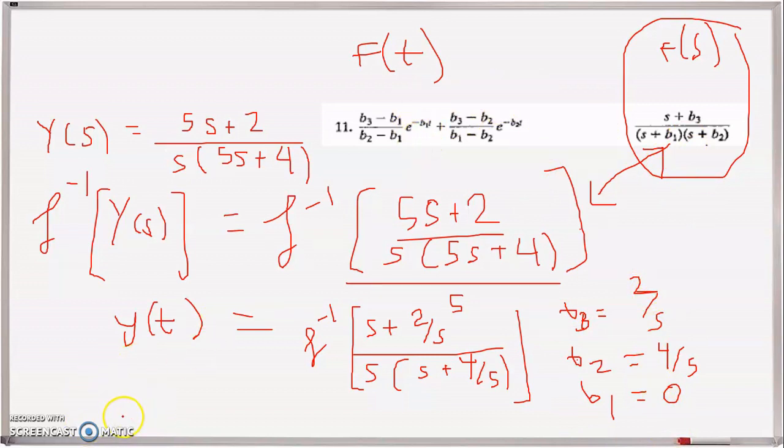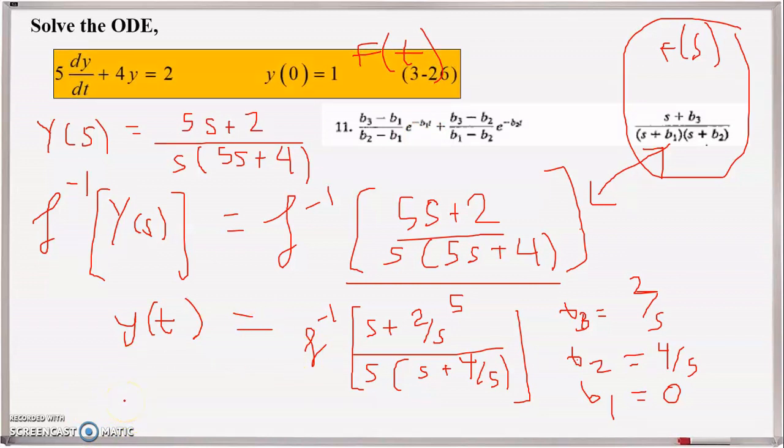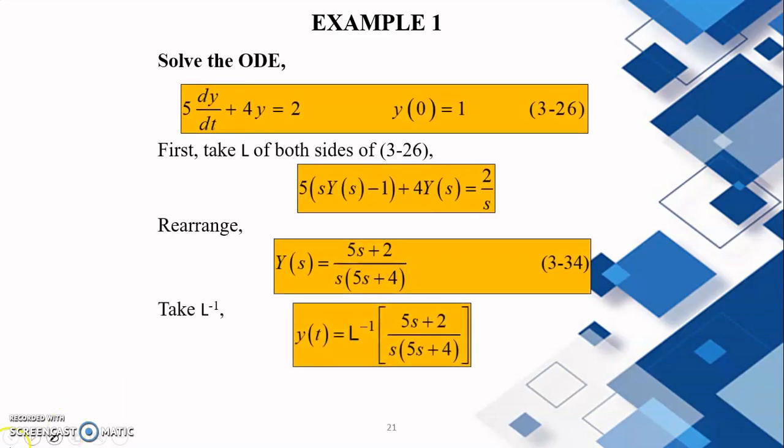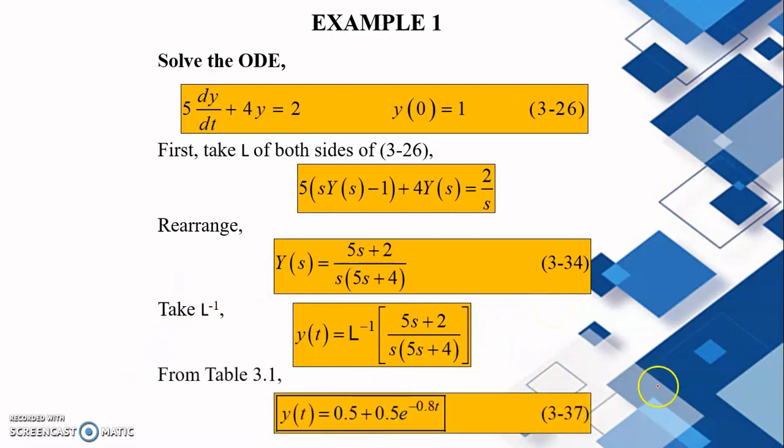So you can try yourself. We will get, so this is the solution here. You can also refer to the textbook. So this is the final expression in t, y(t): 0.5 plus 0.5 exponent negative 0.8t. So this is the final expression in terms of y(t).